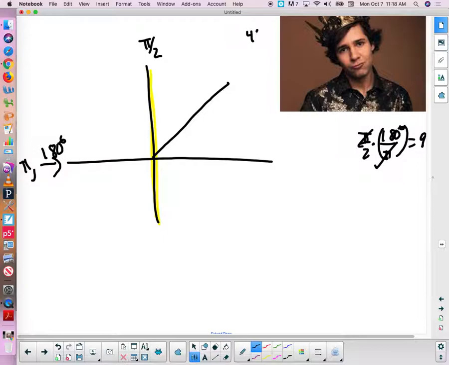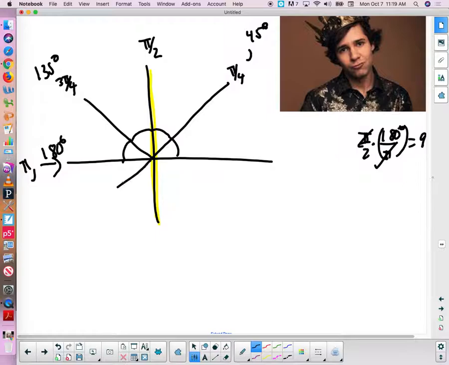I'll take that. 45 degrees. Pi over who? Pi over 4. All right, so this is 1 pi over 4. 2 pi over 4. What is this one? 3 pi over 4. It's also 135 degrees. 4 pi over 4. Did that work?